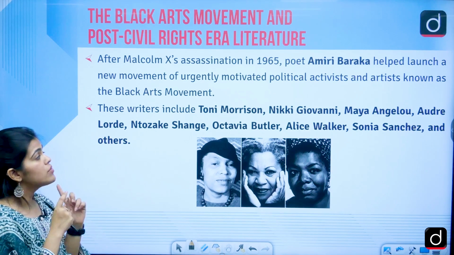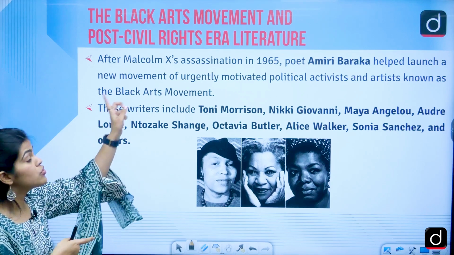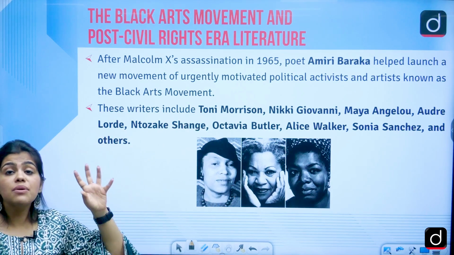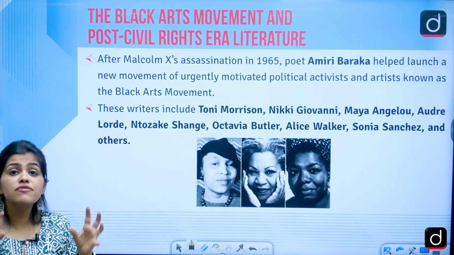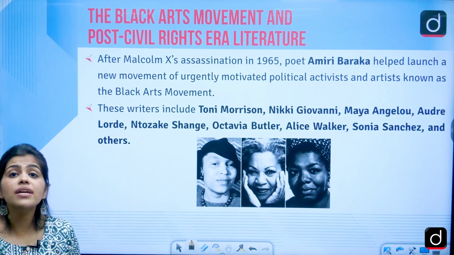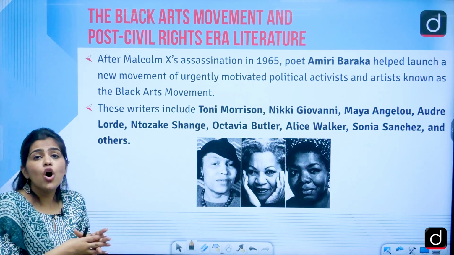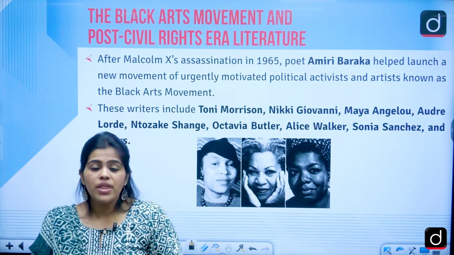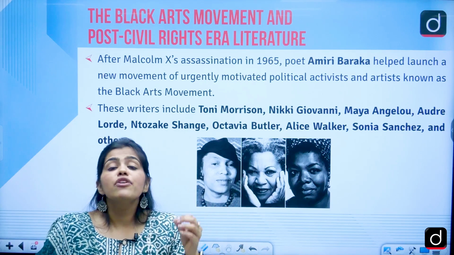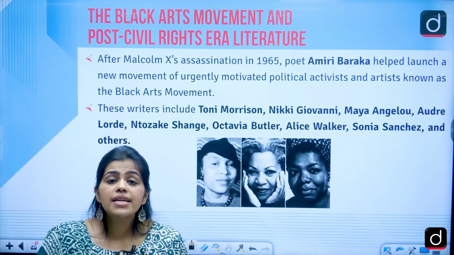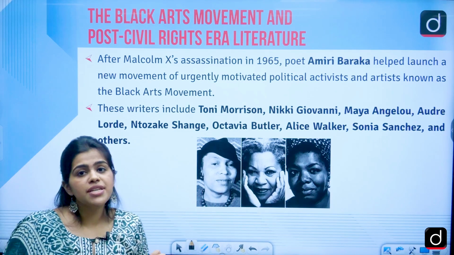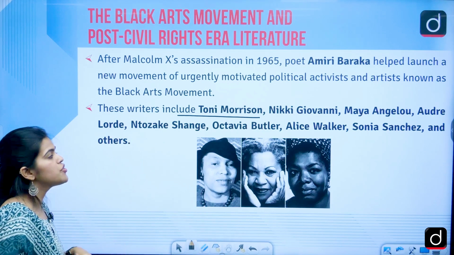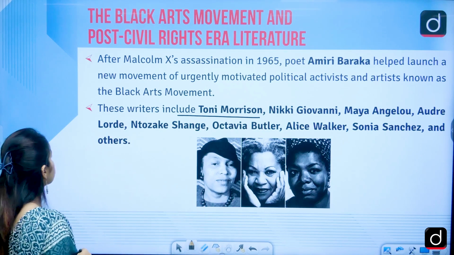You should know about Alice Walker. You should know about Toni Morrison, and we have Maya Angelou. So you have these important women writers who are now talking about their own suffering. It is not only the males who were suffering because they were once a colony. They were suffering because they were enduring hardships. Women were doubly marginalized. This is a very important era, and you need to know the texts associated with Toni Morrison, Maya Angelou, Alice Walker.